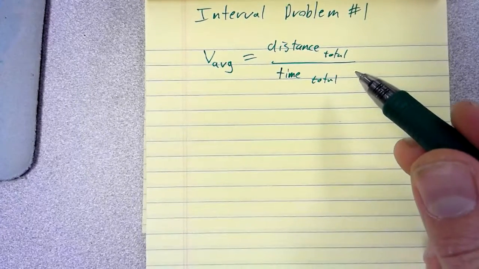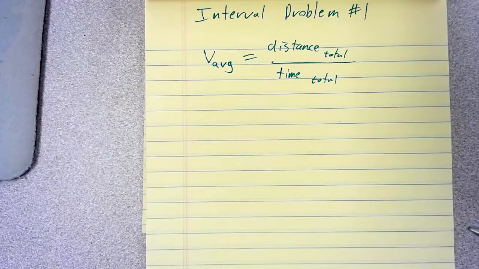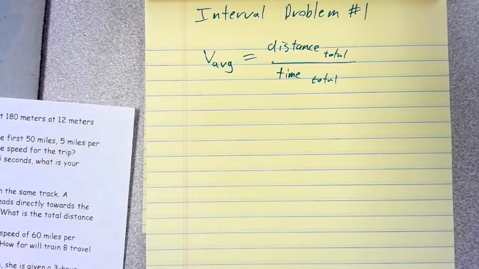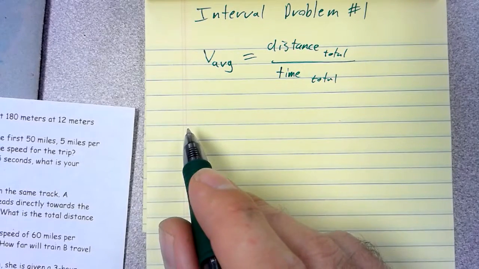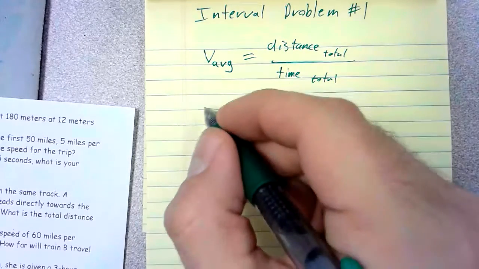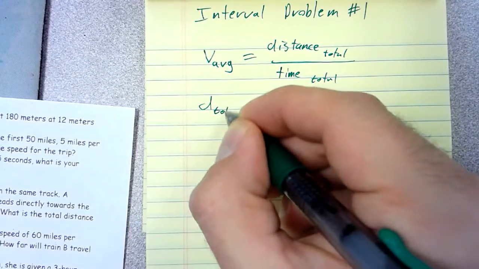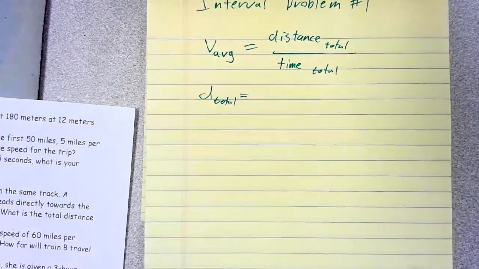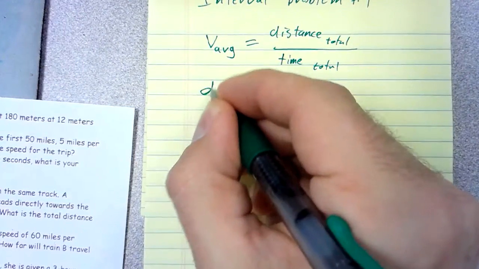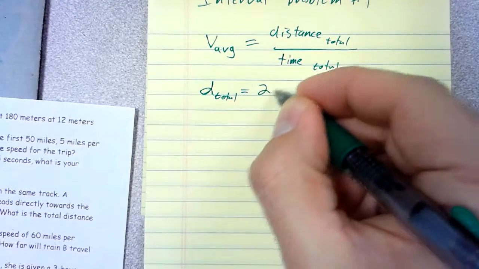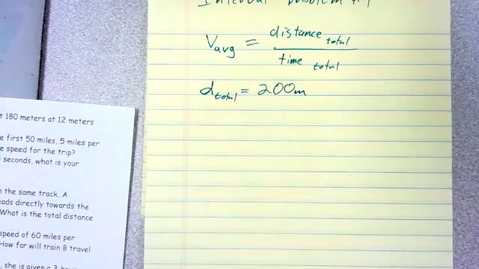So I'm going to take a look at my problem and I'm going to organize my data. I'm told right off the bat that he runs 200 meters. That's actually really handy. So the first thing that I actually get is my distance total. My distance total is 200 meters. Super useful.